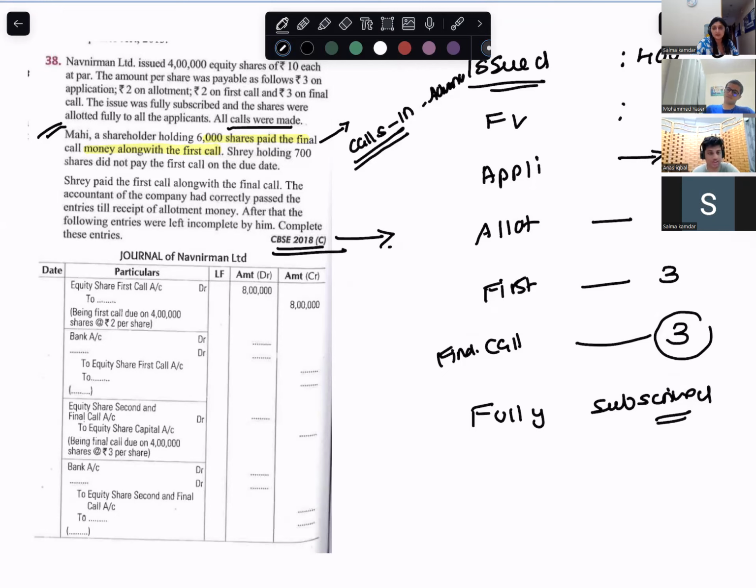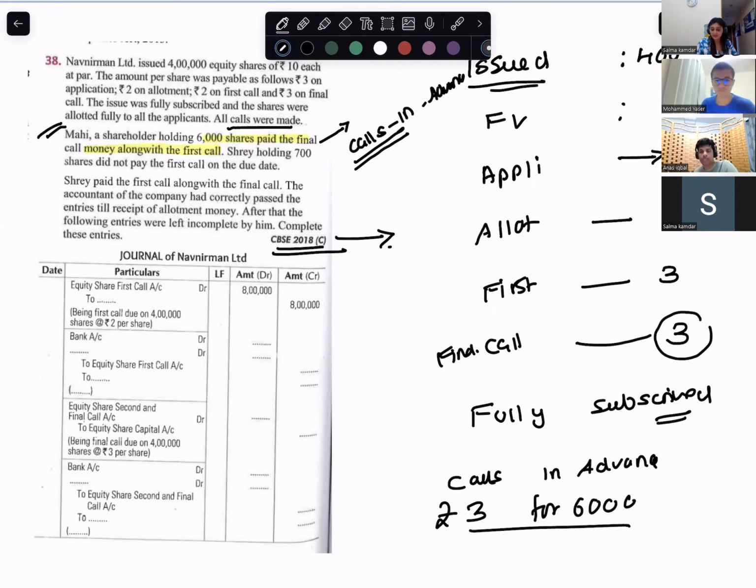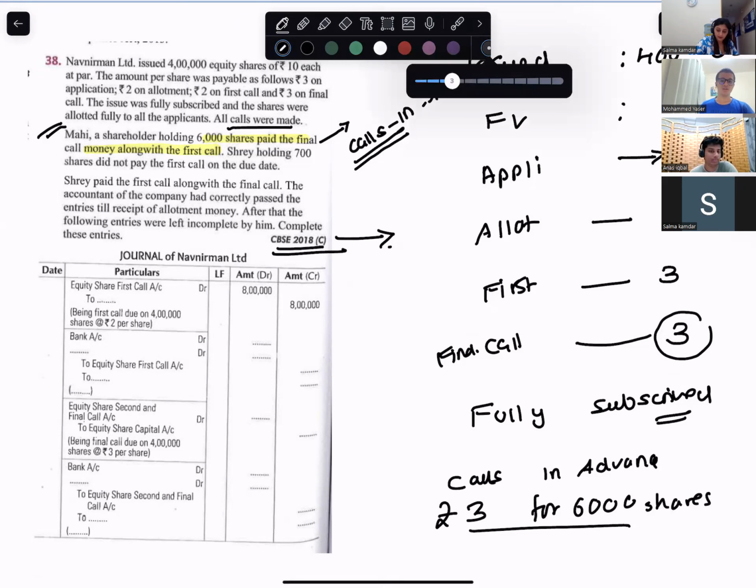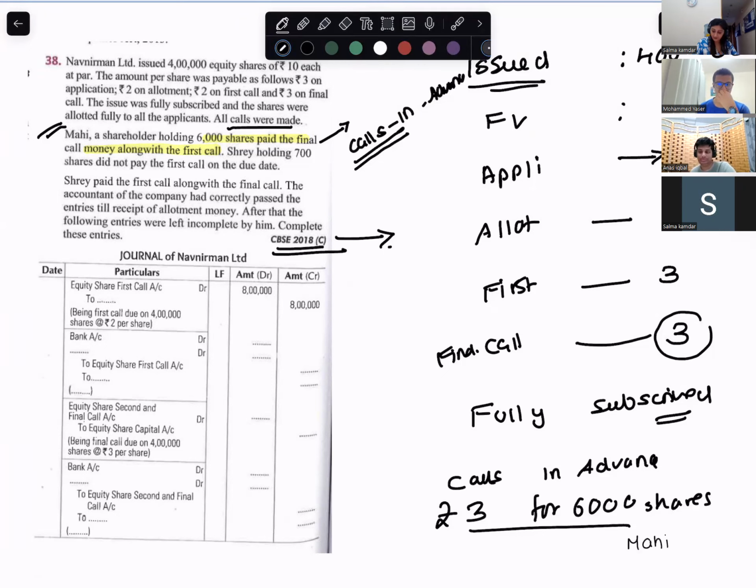Calls in advance is 3 rupees, for how many shares? 6,000 shares. So it will be 3 for 18,000 rupees. And who has given us this calls in advance? Mahi. Mahi has given us this calls in advance. Yes. Okay.